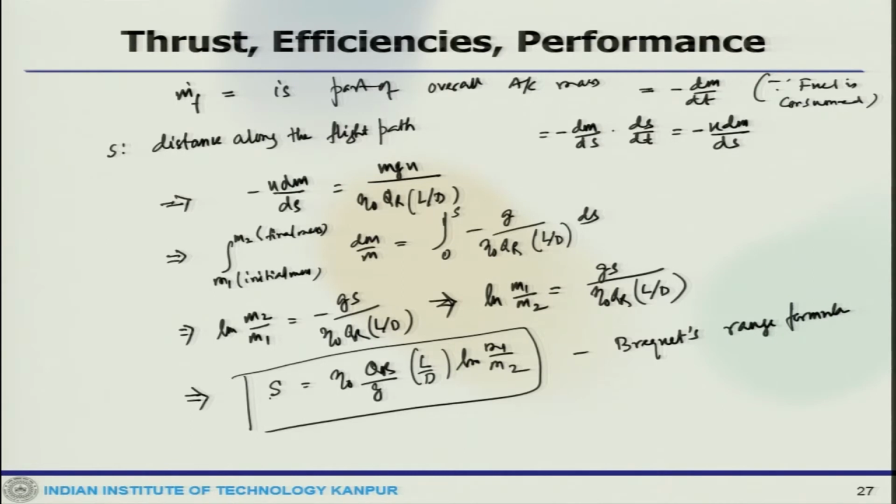So, what we see here is that S is proportional to eta naught. That means, if eta naught is higher, we have a higher range.